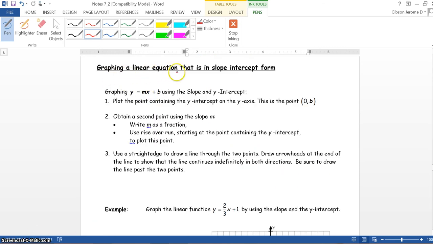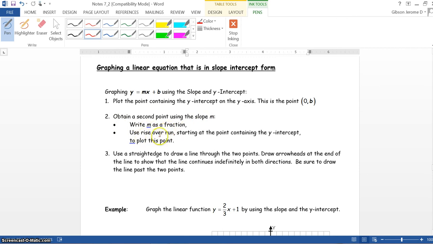Now we move on to graphing a linear equation that is in slope-intercept form. Graphing y equals mx plus b using the slope and y-intercept. Plot the point containing a y-intercept on the y-axis. This is the point (0, b). Obtain a second point using the slope m.